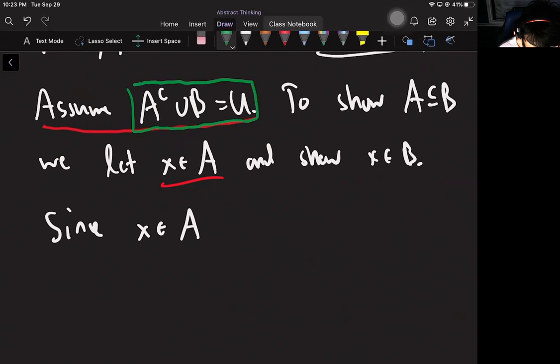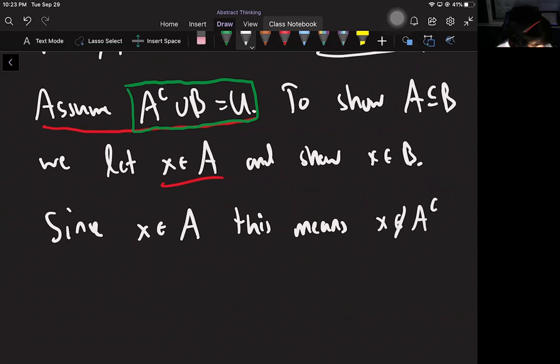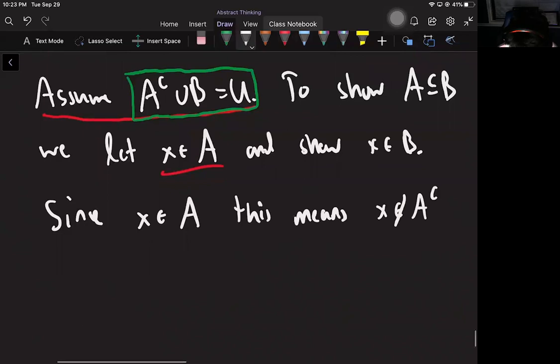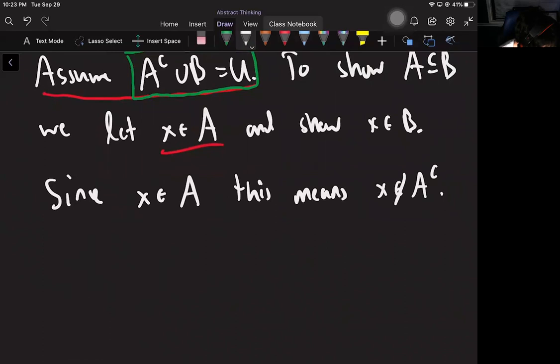If you want to somehow bring an assumption in, you've got to think about how it could pop up. Well, I need the complement to pop up to talk about this. So what can I say about A complement with regards to X? Well, I know that the complement and the set are always disjoint. They have nothing in common. So if X is in A, it definitely cannot be in A complement. So maybe that helps. And then I can use my assumption.